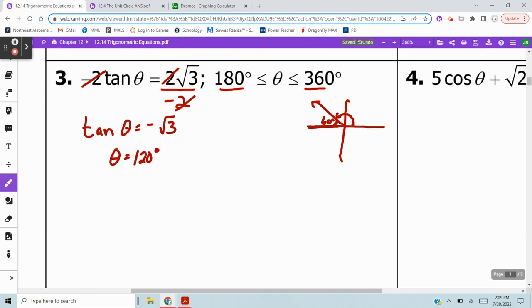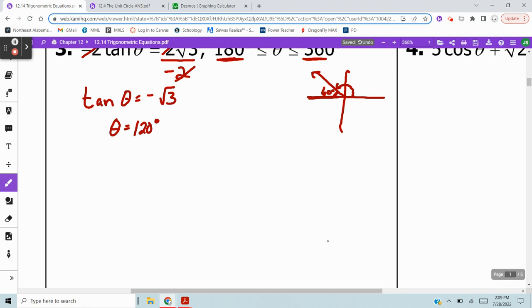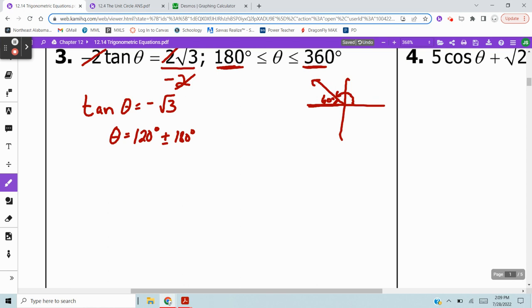But again, the problem is I want an answer between 180 and 360. Now, here's where the period comes into play. I know that that answer repeats every 180 degrees. I can either add 180s or I can subtract 180s, but that answer is going to repeat every 180. So that 120, if you add 180 to it, you get 300. That's another place where the tan is equal to negative root 3. You can add 180 again and again, or you can subtract it. However, this is going to be the only place between 180 and 360 where I have a tangent that's equal to negative root 3.